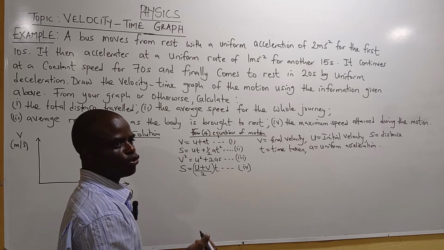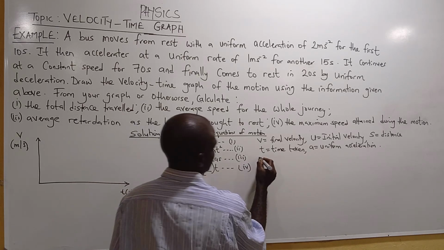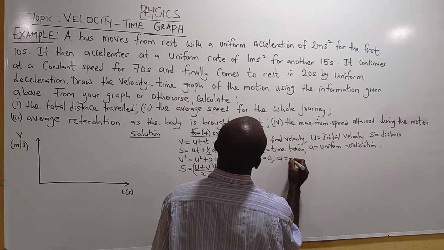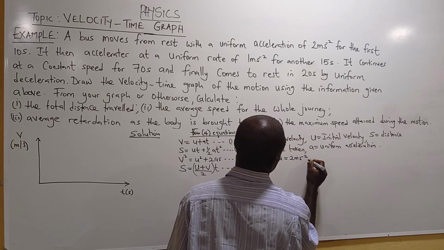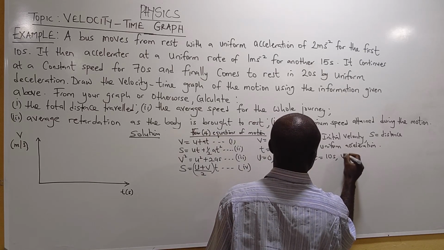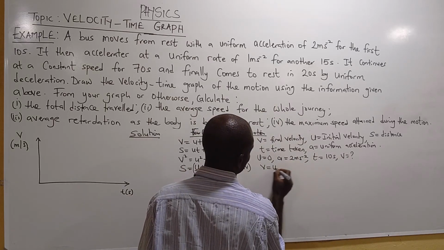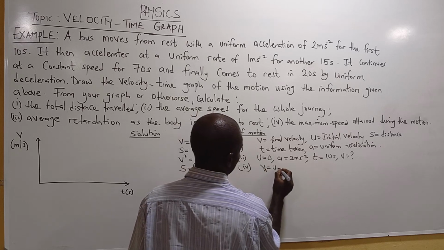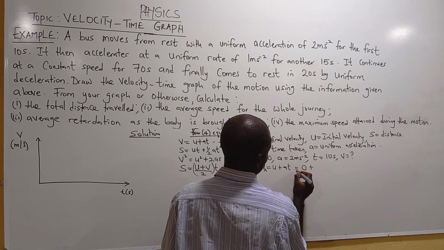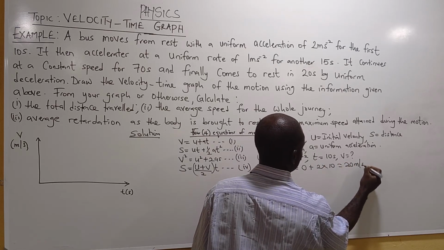Now in this case, the bus moves from rest. When an object moves from rest, it means that at the initial stage there's no movement. That's u equal to 0, because at rest we are given acceleration, which is 2 meters per second squared, for a time of 10 seconds. We don't have velocity. We have to look for it. Make use of the first equation of motion, v equal to u plus at.